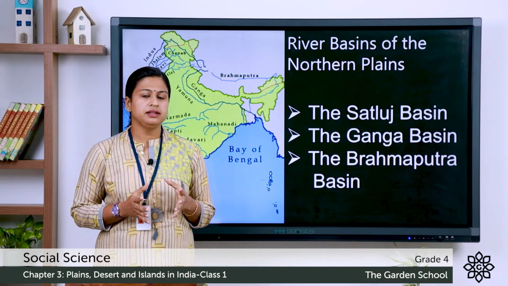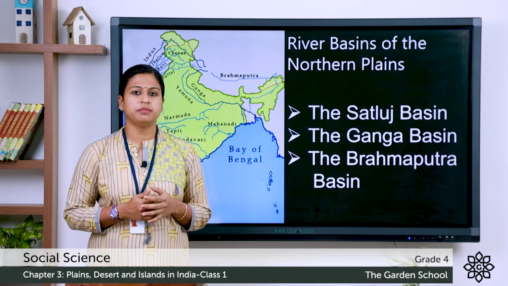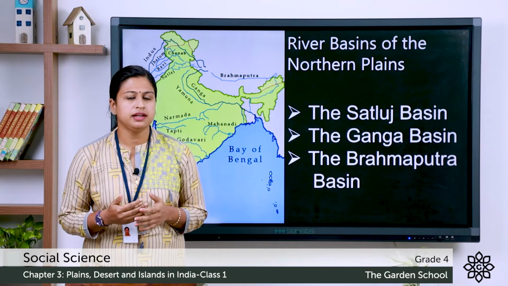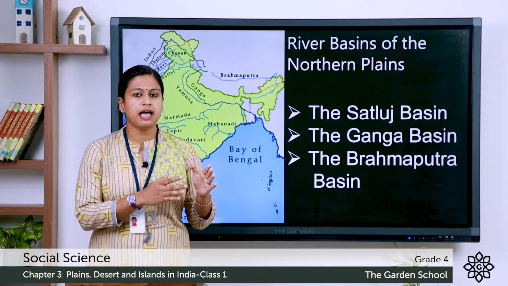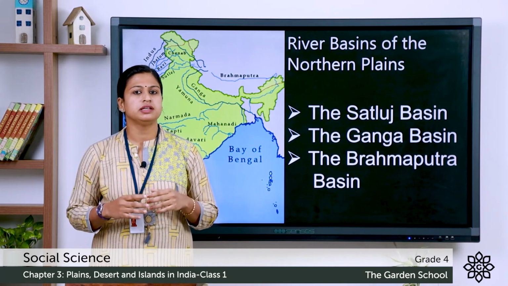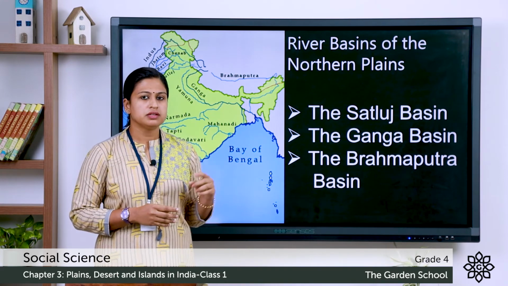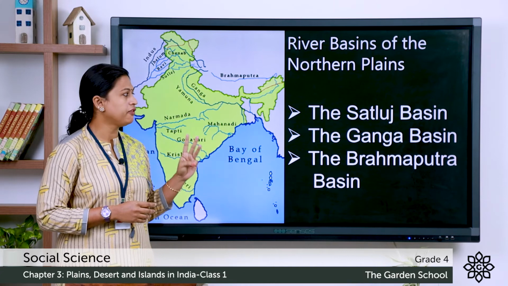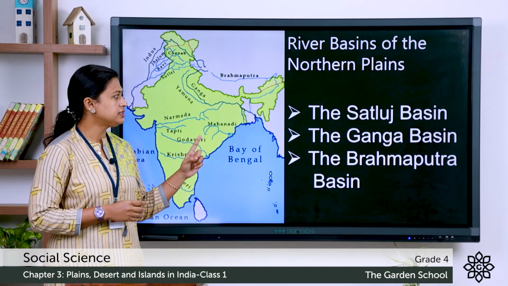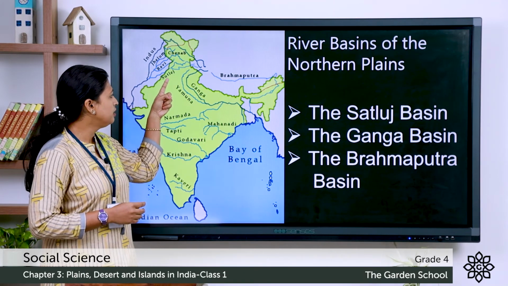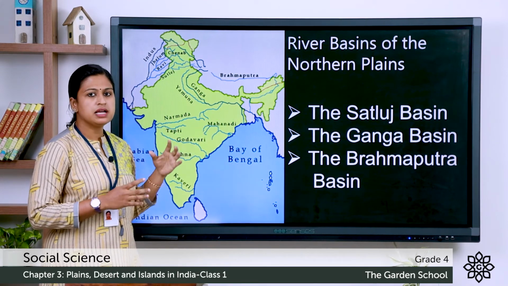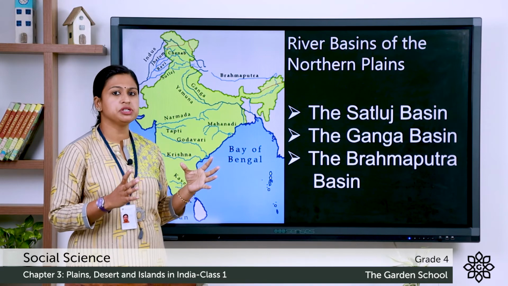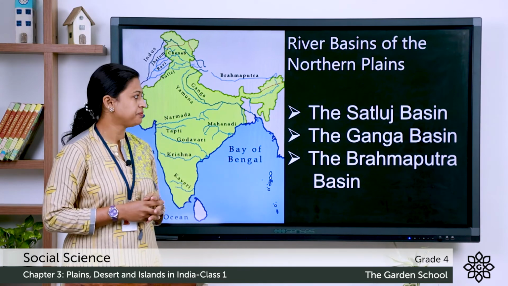This northern plain consists of 3 river basins. Before that, let us see what is a basin. The area through which river and its tributaries flow is known as basin. So, this northern plain consists of 3 river basins. First, Satluj basin, Ganga basin and Brahmaputra basin. Satluj basin is a major part of Indus basin.